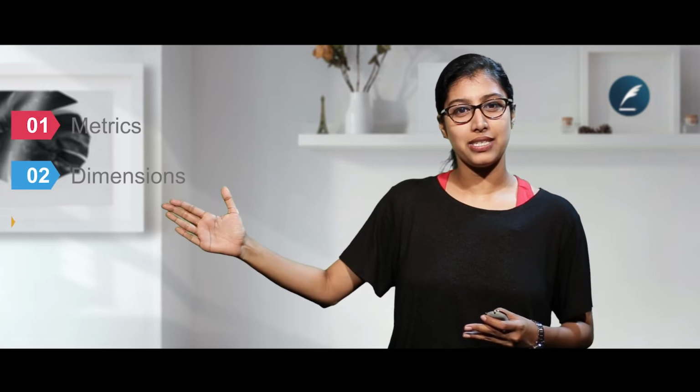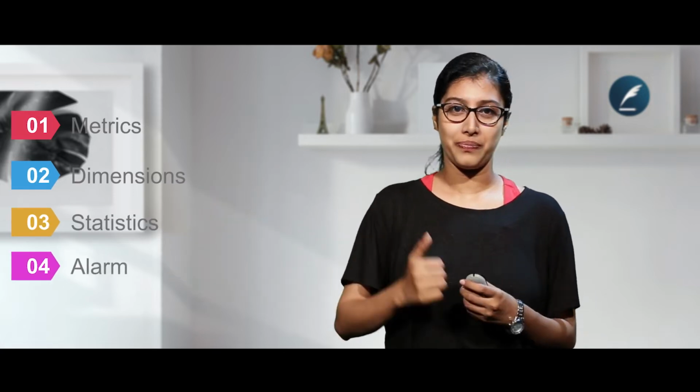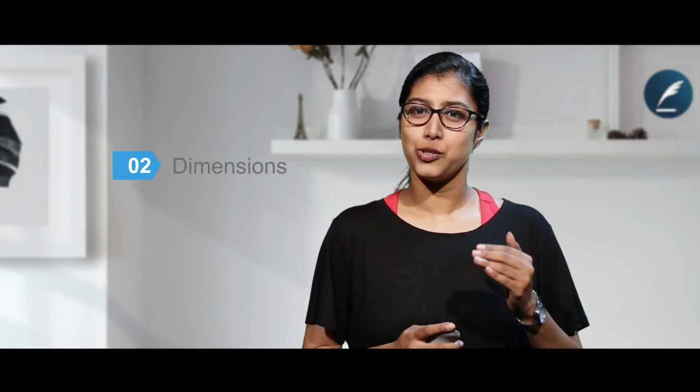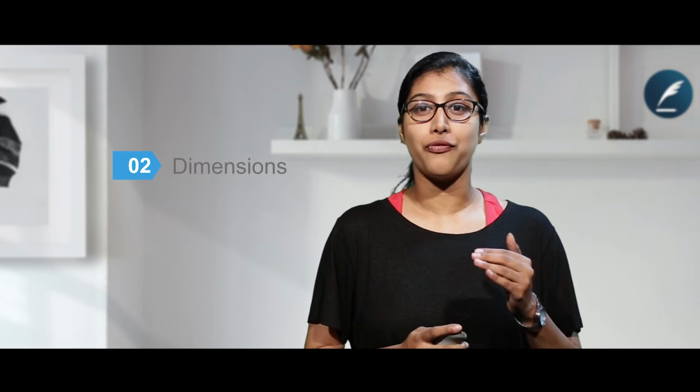The answer is the key concepts that we learn now: metrics, dimensions, statistics, and alarm. Metrics. Metrics represent the property that you want to monitor for your application. A metric is represented as a name, a namespace, and zero or more dimensions. There is also a timestamp associated with every value of the metric. Dimensions. A dimension represents metadata associated with a metric. It is in the form of a name-value pair.